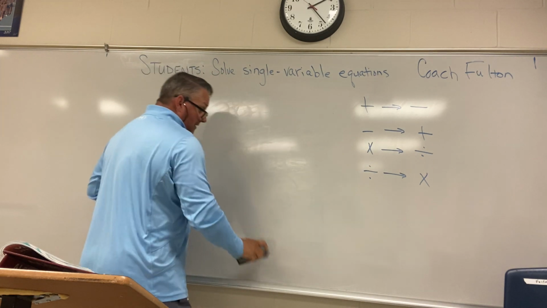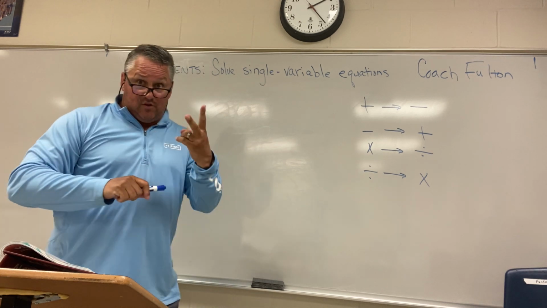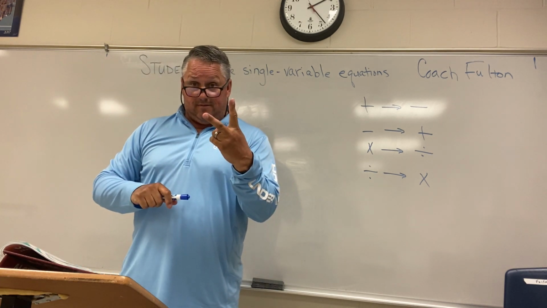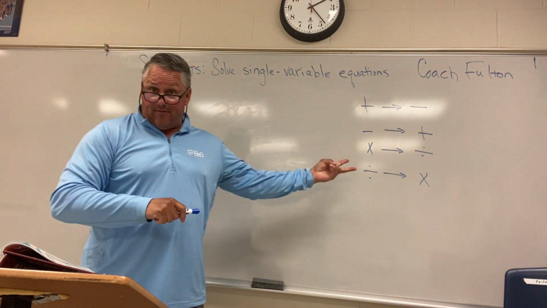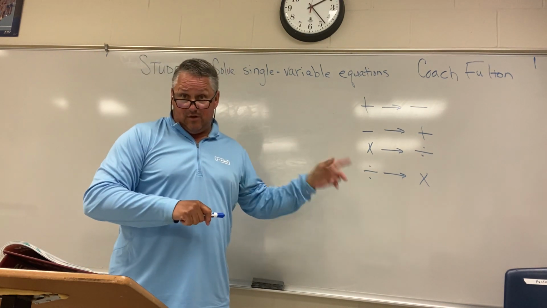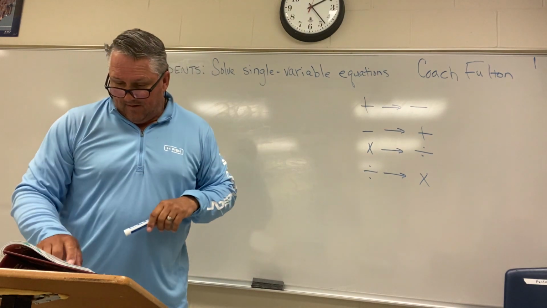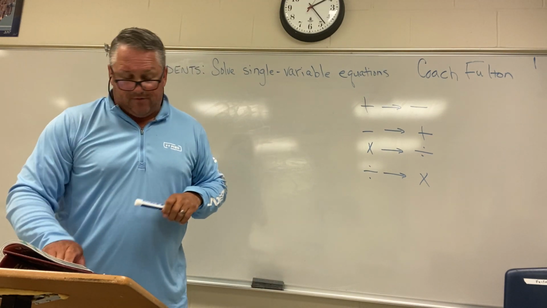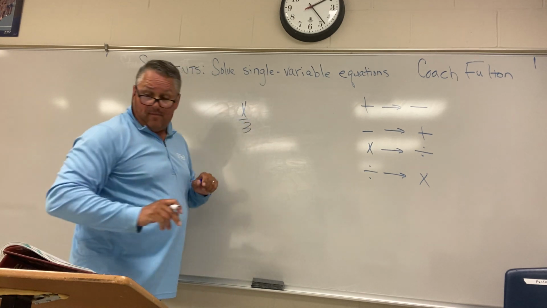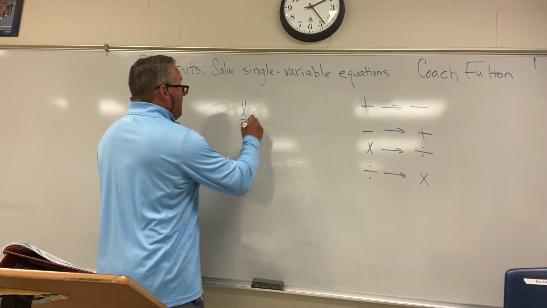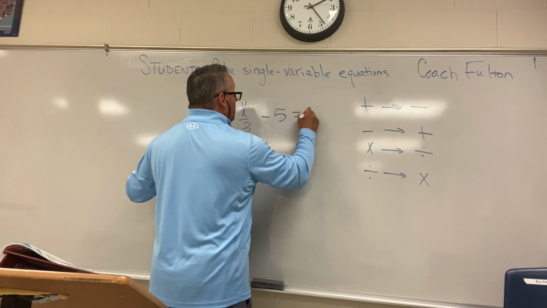That's a good example. That was a 2-step single variable equation. I subtracted 7 and then I divided by 2. So that's a 2-stepper. Those are kind of fun. Here's a fun one. X divided by 3 minus 5 equals -1.